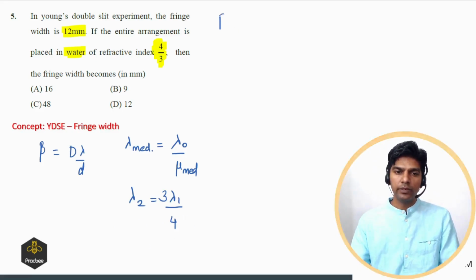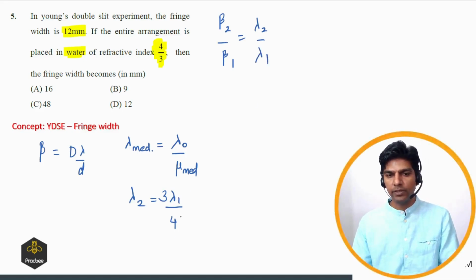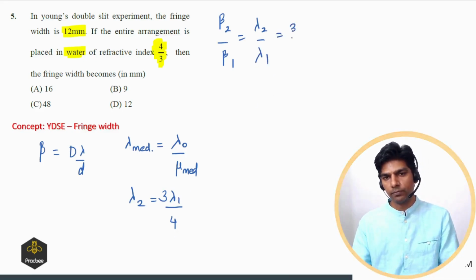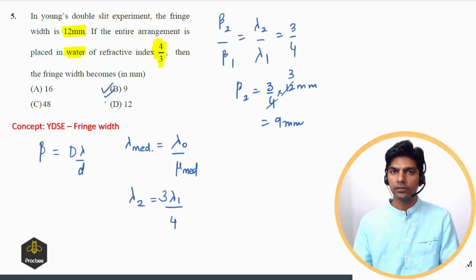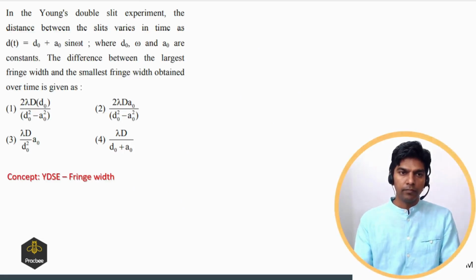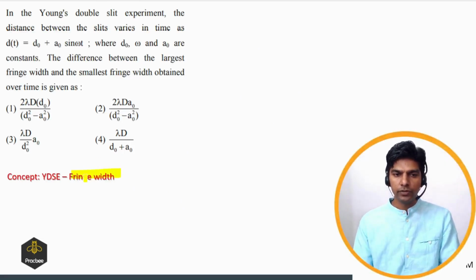So we can say beta 2 by beta 1 is equal to lambda 2 by lambda 1. Lambda 2 by lambda 1 is 3 by 4. So beta 2 will be 3 by 4 times 12 millimeters. So that will be 3 times 3, which comes out to be 9 millimeters. So option B is the right answer. Now let us see the next question. Again, it is based on fringe width.